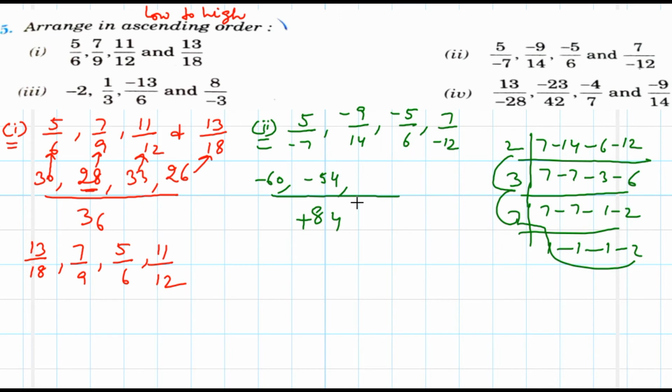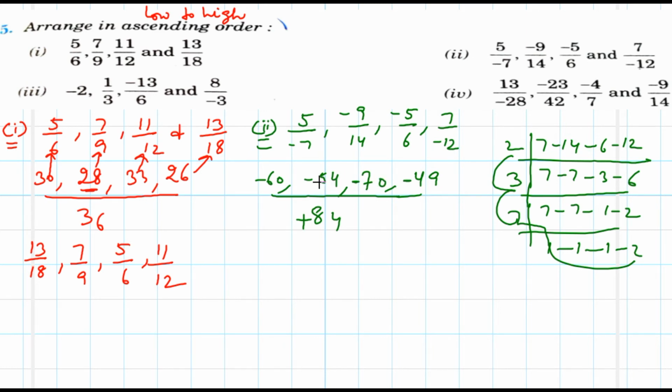Here 6 14s are 84, into 5, 14 into 5 is 70, this is also carrying minus, so it would also become minus. So 12 sevens are 84, 7 sevens are 49, this is also carrying minus, so this would also become minus. So now all are in minus.